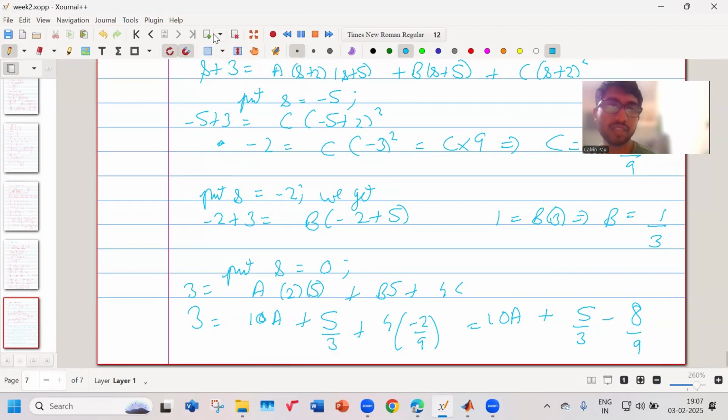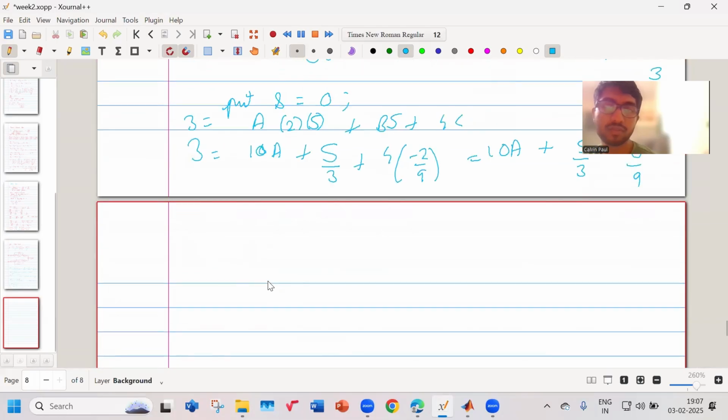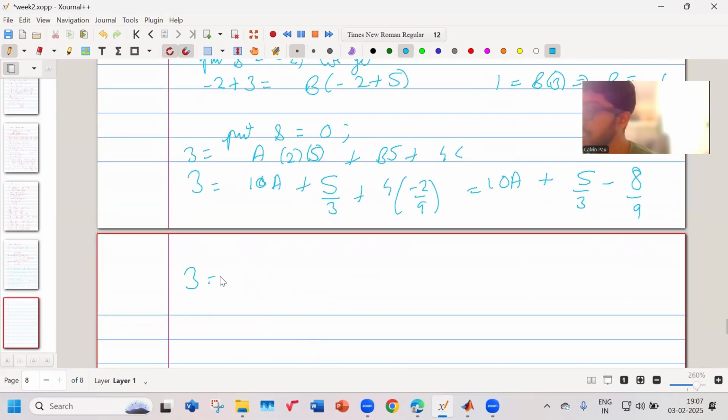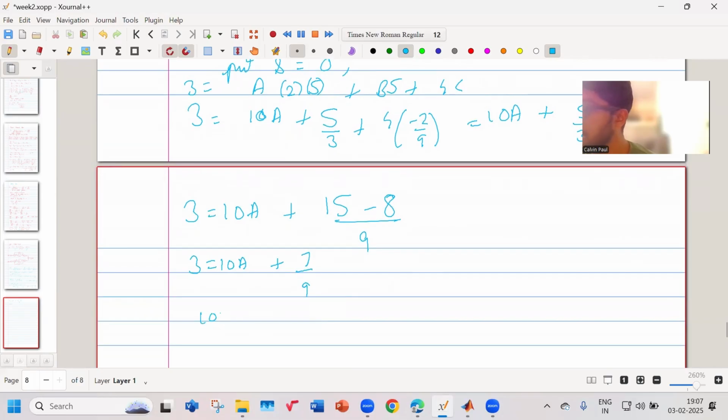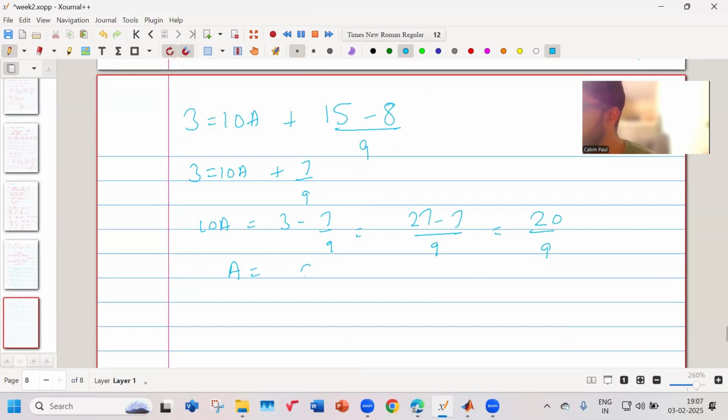This is converted as 3 is equal to 10A plus (15 minus 8) upon 9. So 3 is equal to 10A plus 7 upon 9. 10A is actually 3 minus 7 upon 9. That is (27 minus 7) upon 9. So that is your 20 upon 9. So now A is 2 by 9. So we get A is equal to 2 by 9.